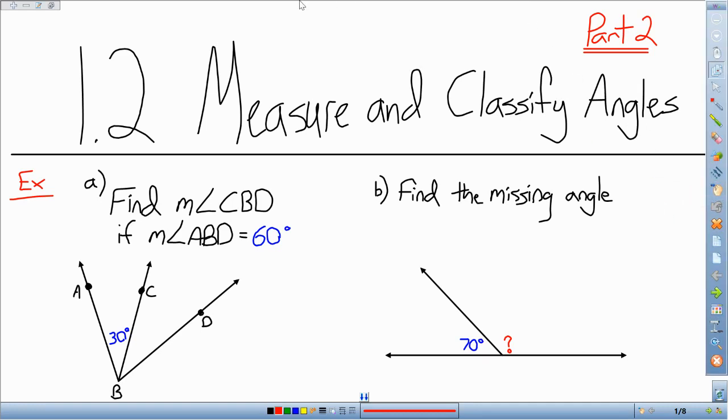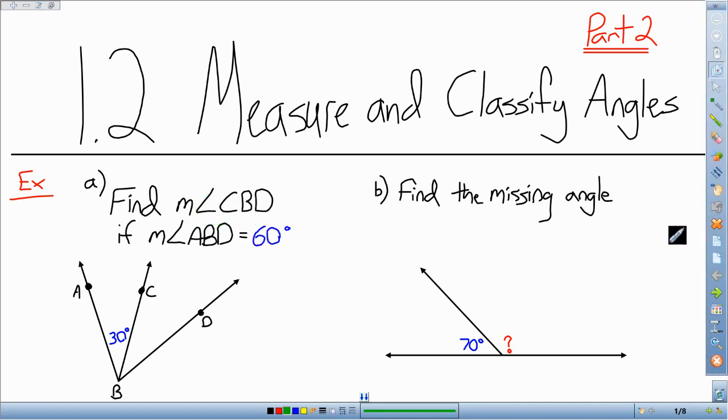Okay, so on this first example, it's saying find the measure. If you remember, this little m stands for the word measure. So find the measure of angle CBD if the measure of angle ABD equals 60 degrees. If you didn't learn how to name these angles, it would be difficult to tell which angle they are talking about when they say angle CBD.